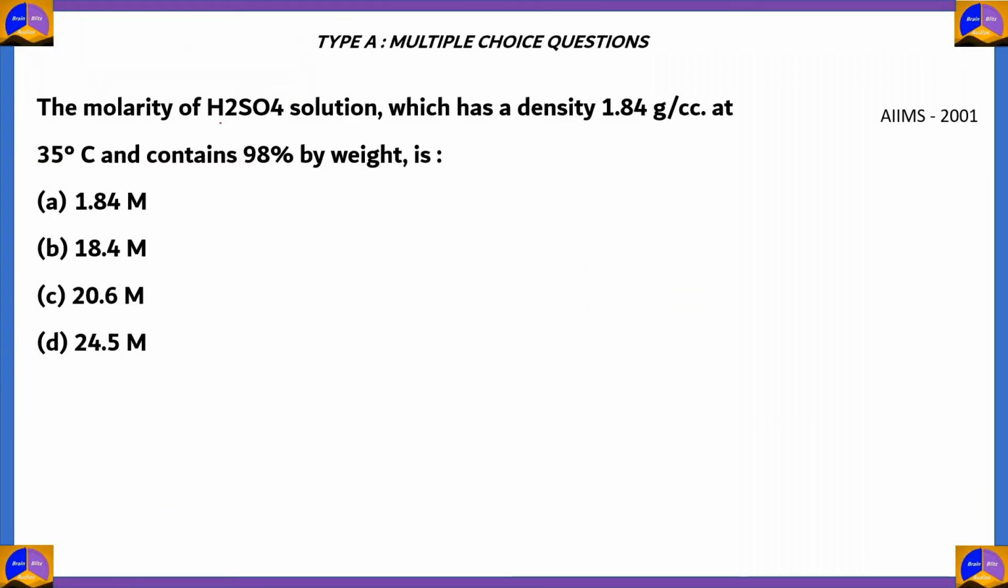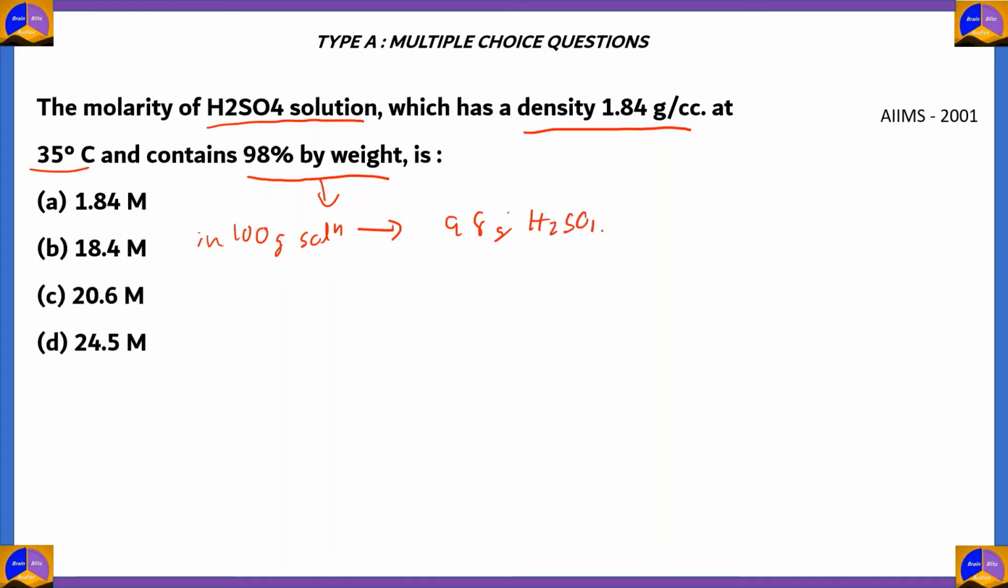Next question. The molarity of H2SO4 solution, which has a density of 1.84 gram per centimeter cube at 35 degrees Celsius and containing 98% by weight H2SO4, is 1.84, 18.4, 20.6, or 24.5 molar. Here it's given 98% by weight. So in 100 gram solution, we'll have 98 grams H2SO4.